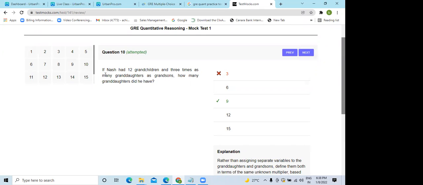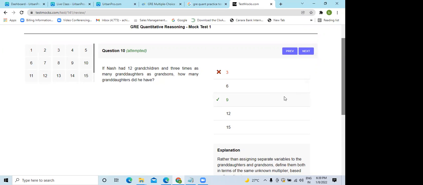Why? If Nash had 12 grandchildren, 3 times as many granddaughters as grandsons, how many granddaughters did he have? Is the question. I read it wrong. I had x as 3, but I thought he asked for grandsons. So that's right.